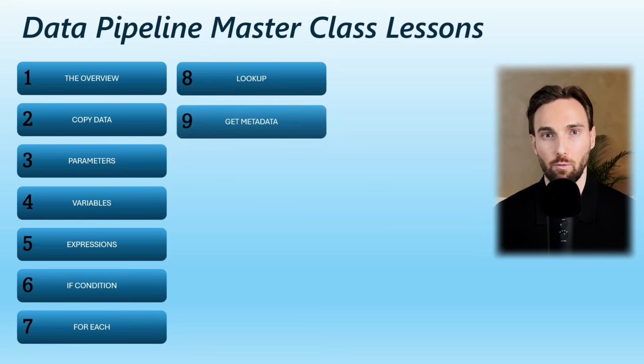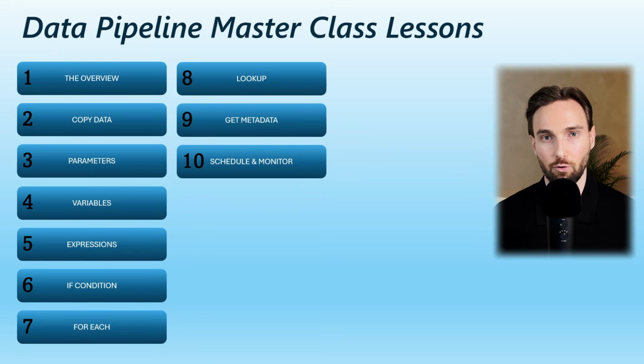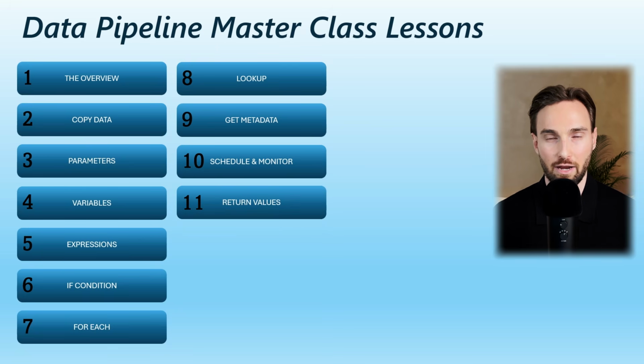In Lesson 9, we will explore the Get Metadata activity, providing insights into retrieving metadata from files or data stores for use in your pipelines. Lesson 10 covers scheduling and monitoring your data pipelines, ensuring smooth operations and timely execution. In Lesson 11, we will discuss how pipeline return values work, showing you how to pass information from low-level pipelines to top-level ones.